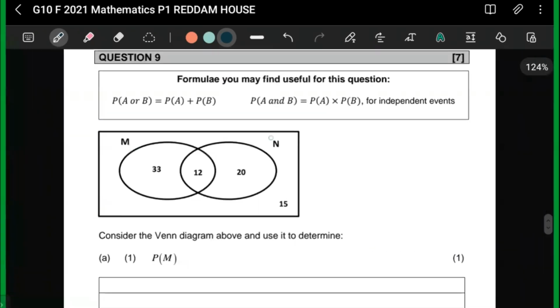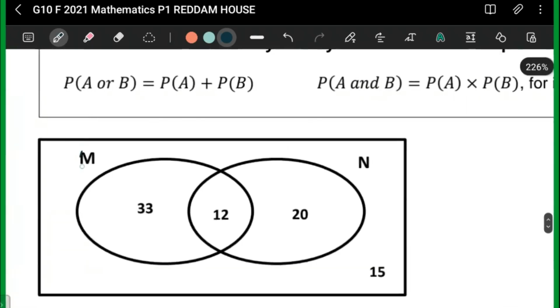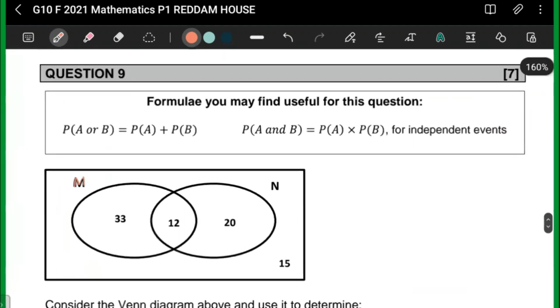2 events, event M and N. They said, consider the Venn diagram above and use it to determine the following. So you have to remember, this is saying event M, right? There's the chance of event M happening on its own is 33 out of a total of everything. The chances of N happening on its own is 20 out of the total of everything. The chances of M and N happening together is 12 out of the total of everything. The chances of nothing happening is 15 out of everything.